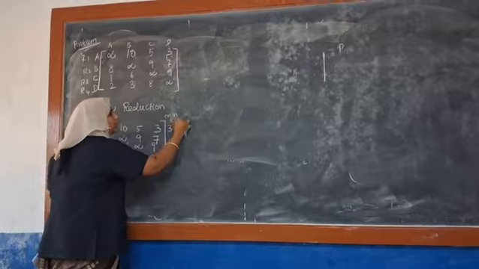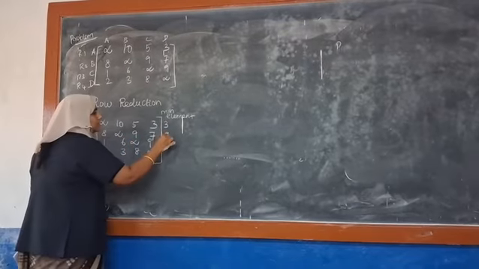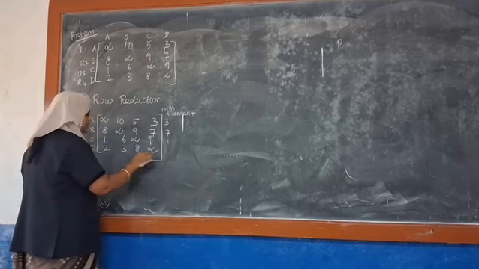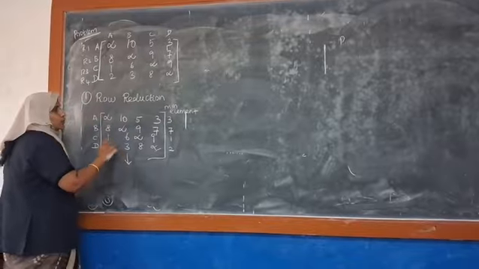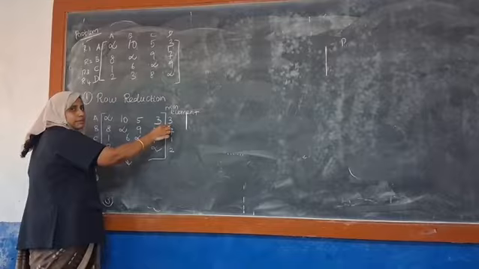We want to find the minimum element. What is the minimum element here? 7. And here? 1. And here? 2. So what is the next step? You want to subtract each and every element of your row with this minimum element.